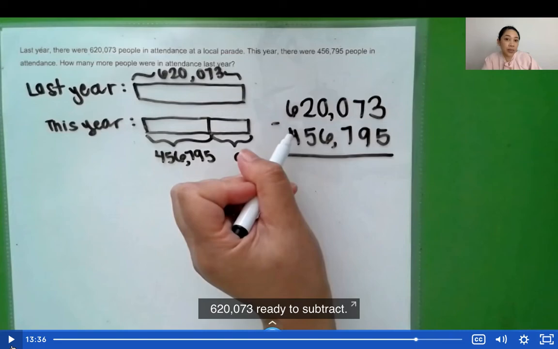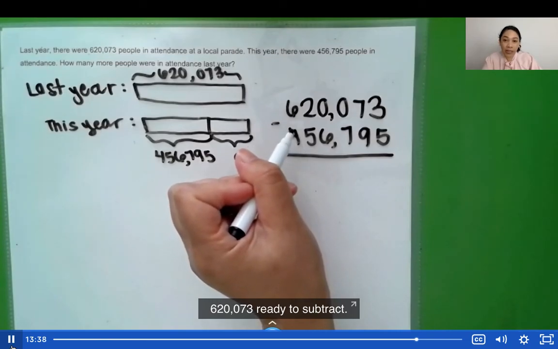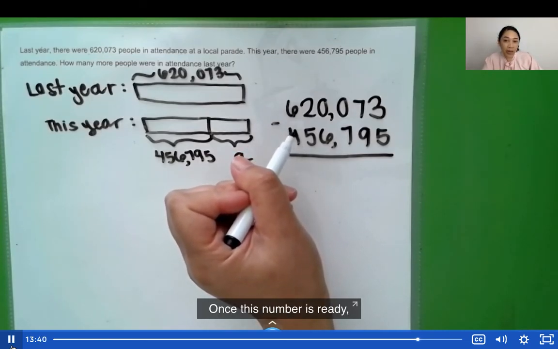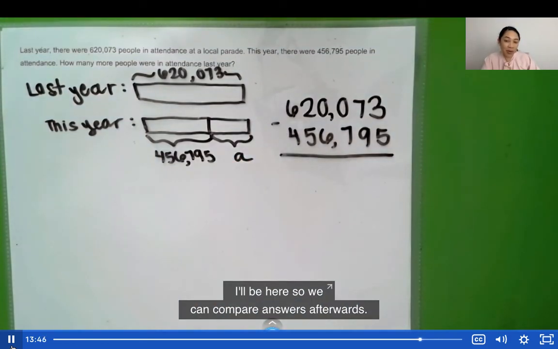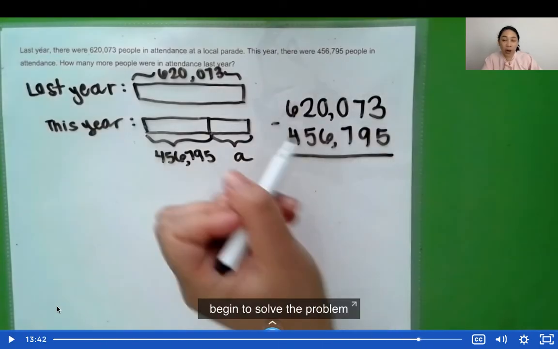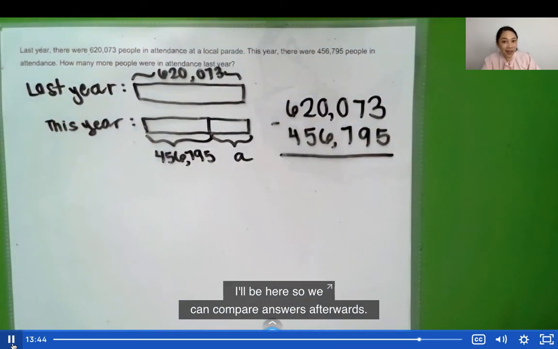I paused it before she was done with her sentence because the transitions have been so fast. Go ahead and get your number ready to subtract, then unpause the video. 73, ready to subtract. Once this number is ready, begin to solve the problem. I'll be here so we can compare answers afterwards. If your number is ready to subtract, go ahead and solve your problem. I'll be here so we can compare answers afterwards.